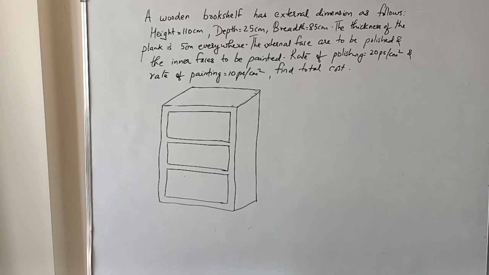Okay. A wooden bookshelf has the external dimensions as follows. Height, depth and breadth are given to you. The thickness of the plank is 5 cm everywhere. External faces are to be polished and the inner faces are to be painted. The rate of polishing is 20 paise per centimeter square and the rate of painting is 10 paise per centimeter square. We need to find the total cost.